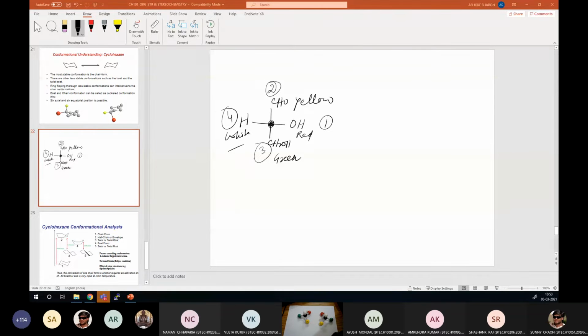Just wait, a lot of noise is going on here. Okay, yeah, I understand some work is going on in the back side of the department.